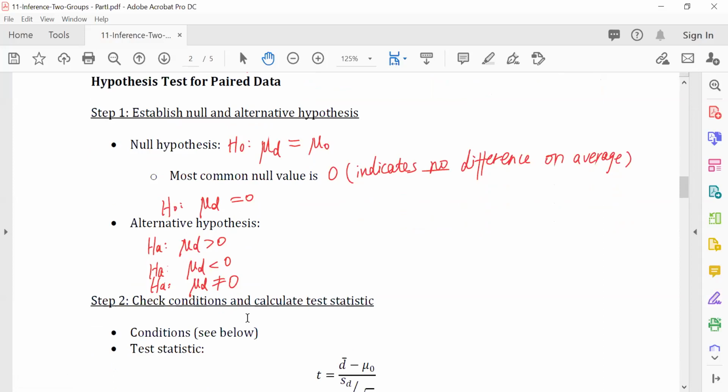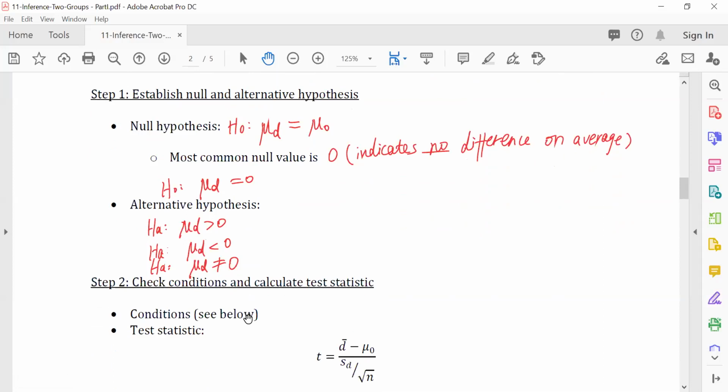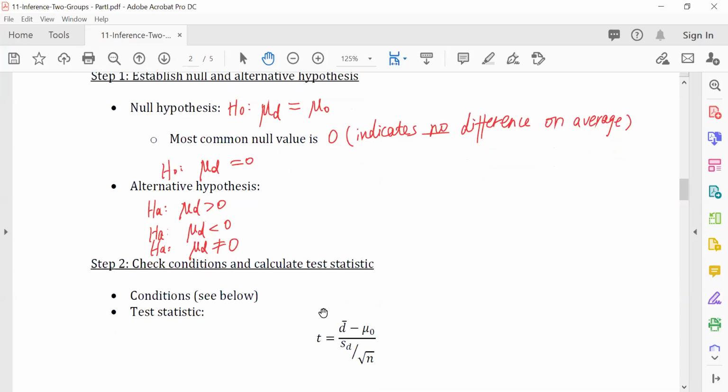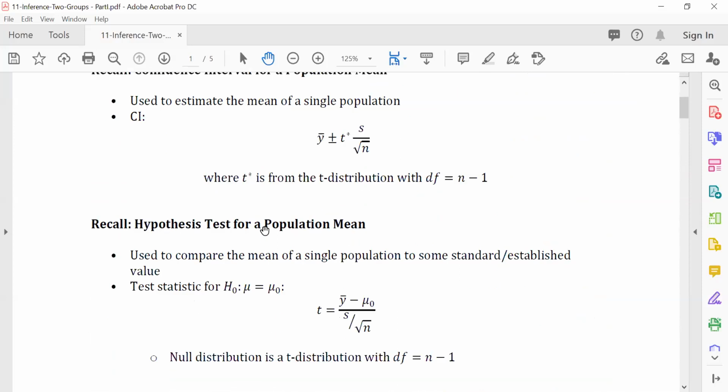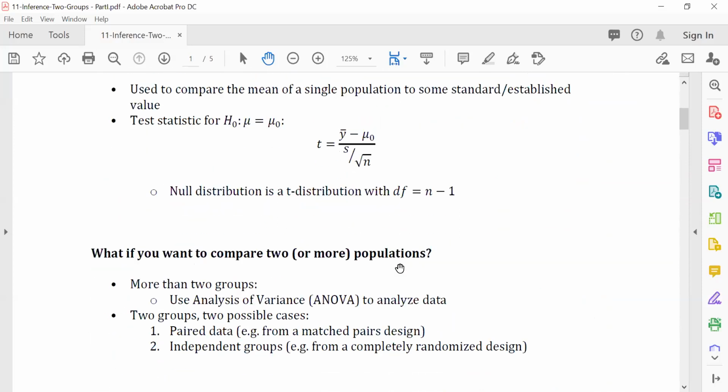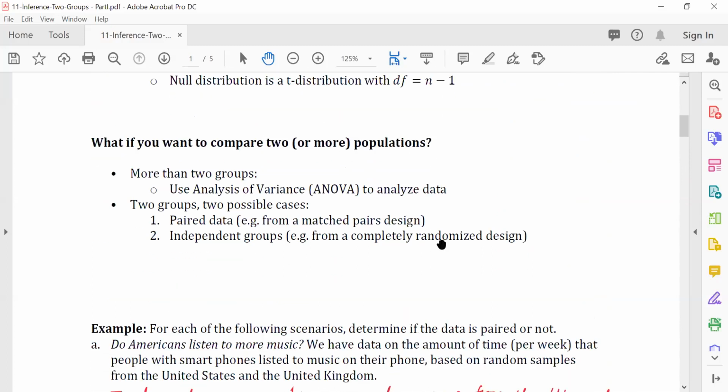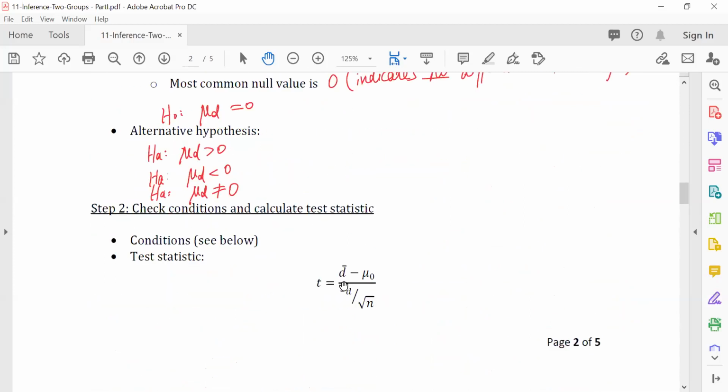So step 2, check conditions and calculate the test statistic. We will talk about the conditions below later on. So the test statistic is like this. This is actually the same as the test statistic we are seeing in this one population mean. It's just here we are replacing the y bar with the d bar. We are replacing the S for the SD, which is the standard deviation of sample difference.